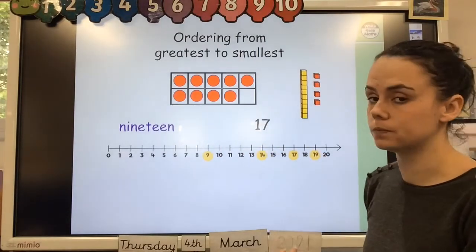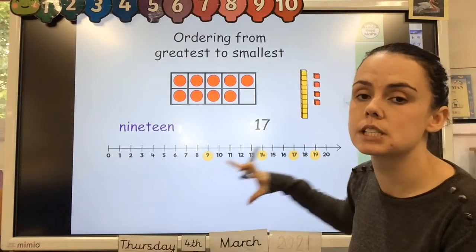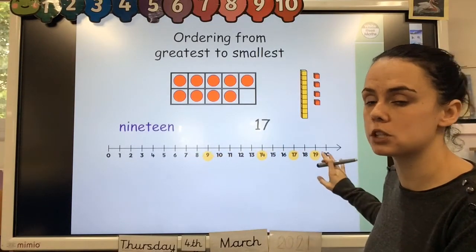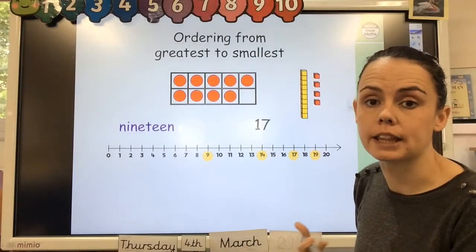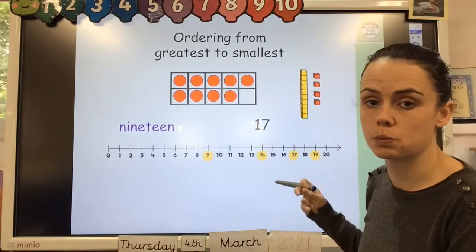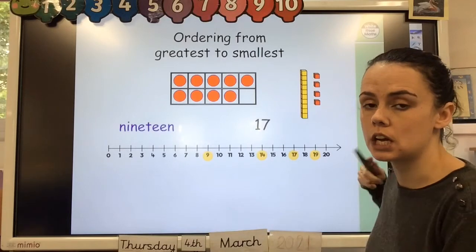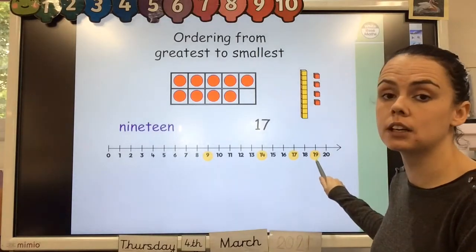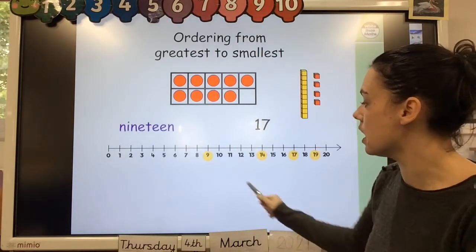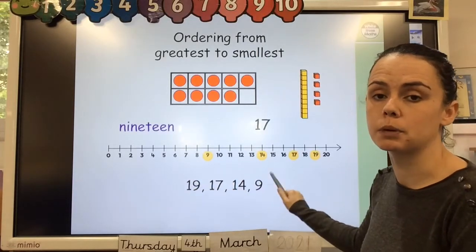Well done. Now, if I was to put these in order, and I did smallest to biggest, I would start with my 9, and I would go all the way up to 19. But we're not doing it like that. We're doing it the other way around this time. So we're going greatest to smallest. So this way I start with my biggest number, and I work my way down to my smallest. So my biggest number is 19, then it's 17, then it's 14, and then it's 9. So it'll look like this. Biggest number to smallest number.